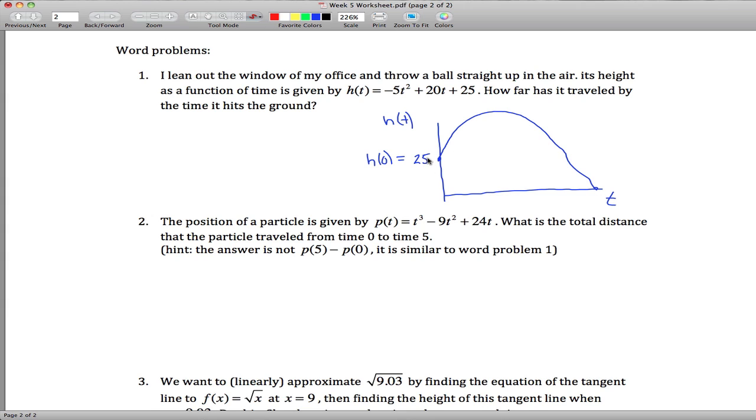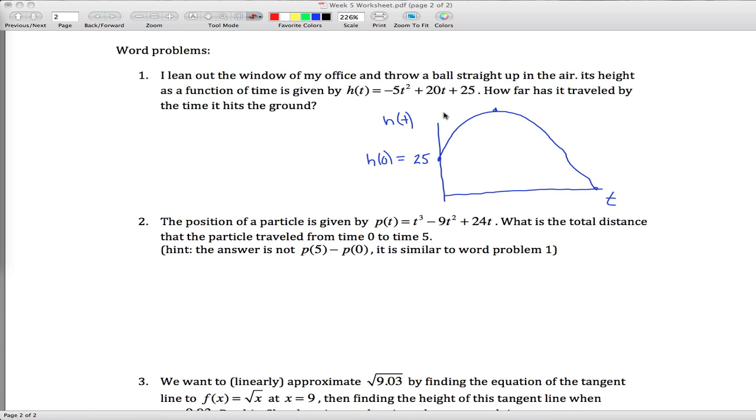The net distance that it's traveled is negative 25, right? It's gone from 25 down to 0. But the total distance it's traveled is a lot bigger. It went up to some point and then back down. So to figure out the total distance, we'll first have to figure out how far it went from 25 up to whatever its highest point is up here. And then we'll have to add to that how far it went going down from its highest point down to the ground.